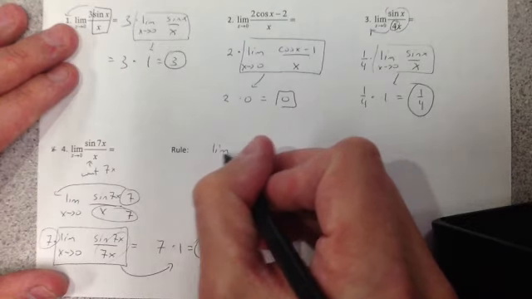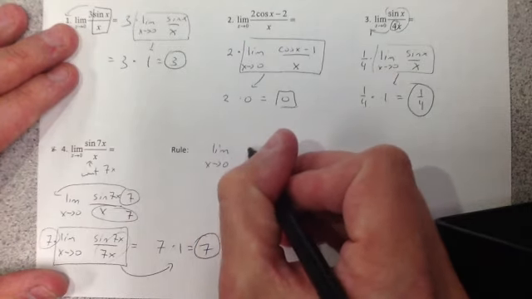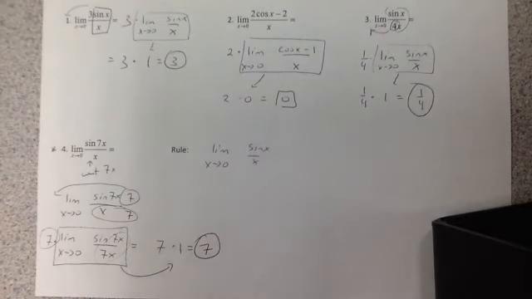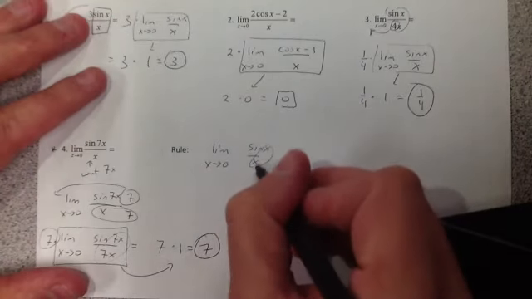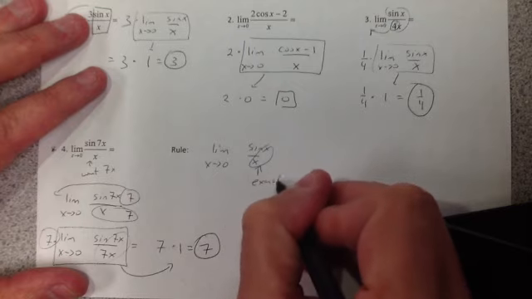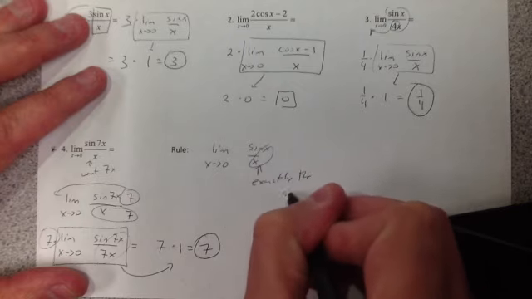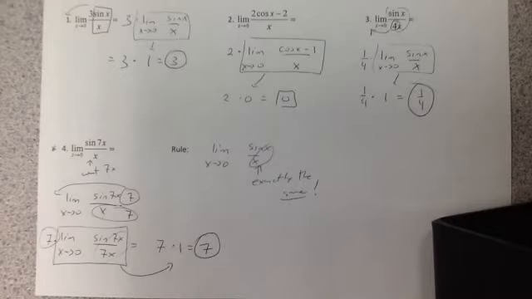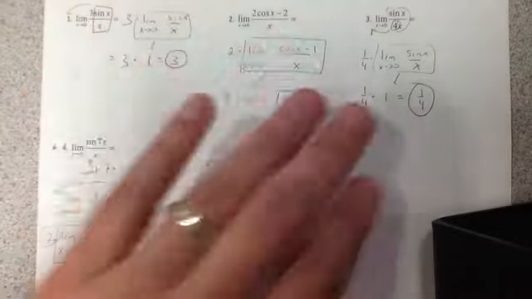So what do we get? 7. So we have a rule. If we're taking the limit as x goes to 0 of sine x over x, these have to be exactly the same. And if we do that, we're sitting pretty. So let's take a look at another example, kind of like this one.